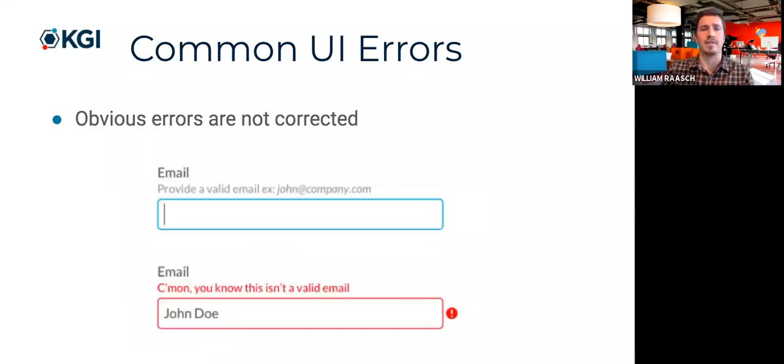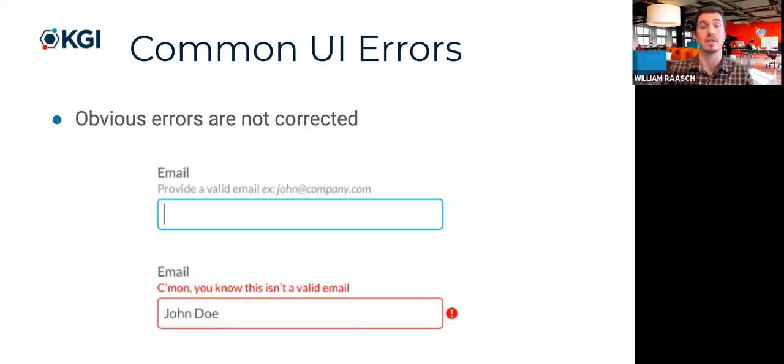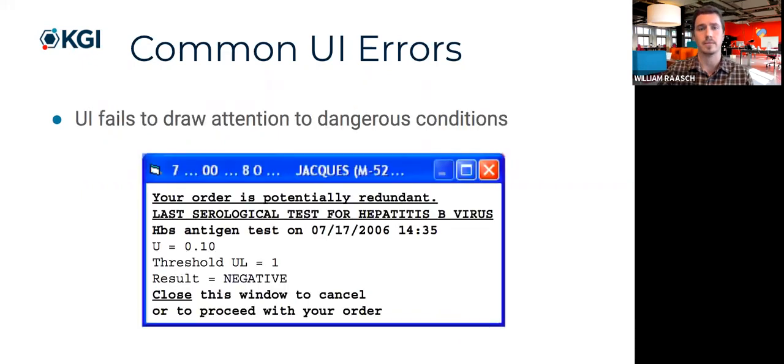Another common error is that obvious errors are not corrected. So going back to the example about the AI with EHRs, some errors the machine, or the software, should pick up on immediately, right? If you mark that a male patient is pregnant, that should be caught, because that's impossible, at least as far as I know. So here's an example where someone entered their name in the email field and it just says, come on, that's not a valid email. So that's a way software can catch some common errors that are just obvious.